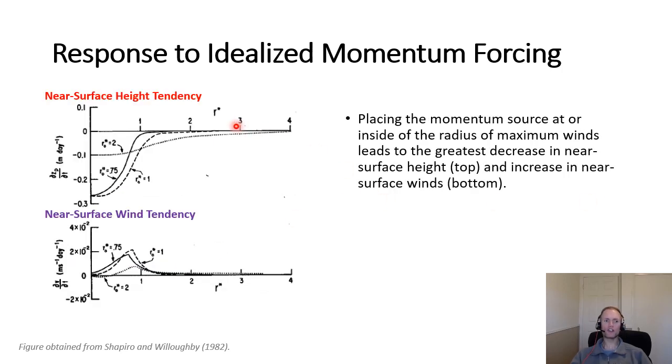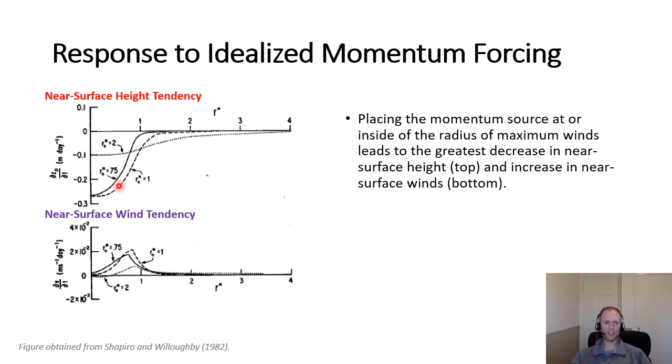So we can look at this too in terms of some sensitivity to where exactly we place that momentum source. So in the top panel, we have the near surface height tendency. So you could think of this similar to the surface pressure tendency. And we have the near surface wind tendency here. So this is the same as the bottom panel on the previous diagram. And in fact, this dashed line that you see here for r star equals 1 is the same as what we saw on the previous slide.